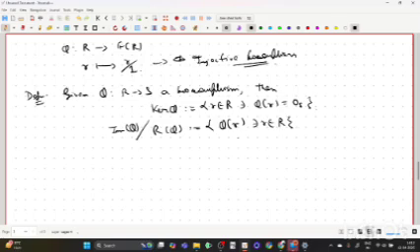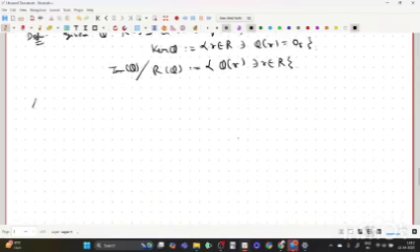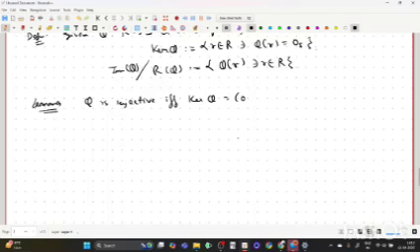Now something which you can immediately observe is the lemma that phi is injective if and only if the kernel of phi consists of only the zero element. How can I do that? See, this is a pretty easy observation.